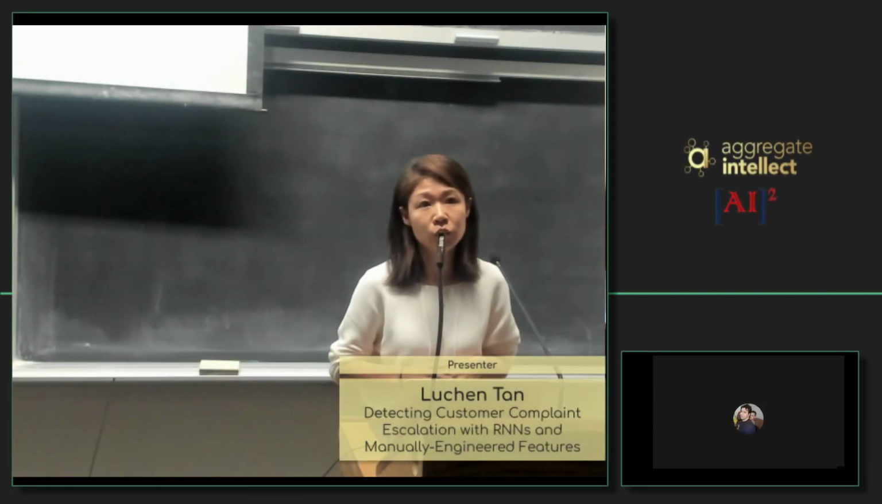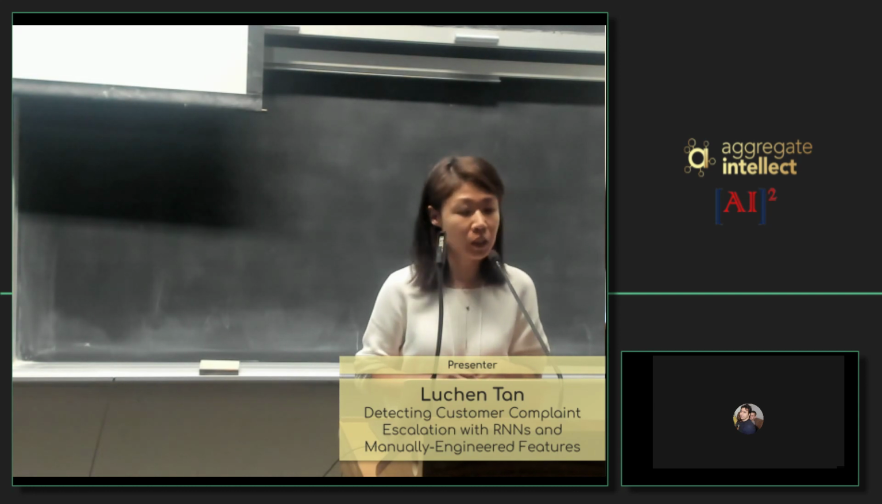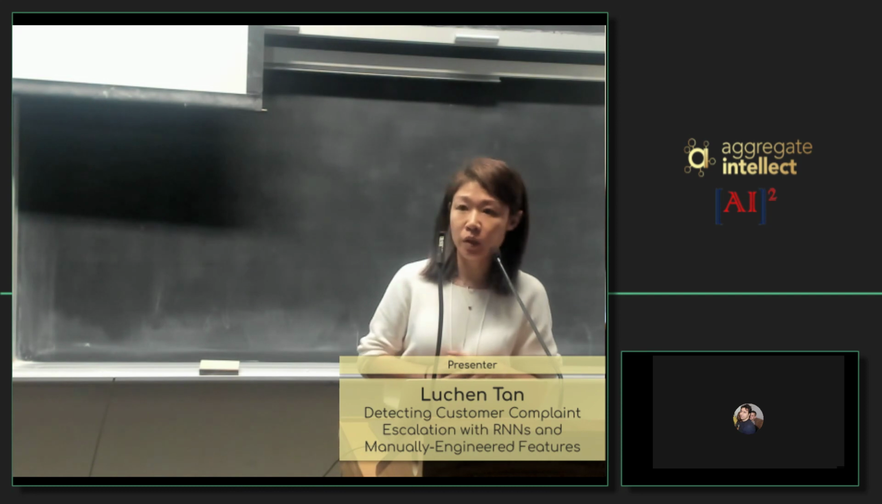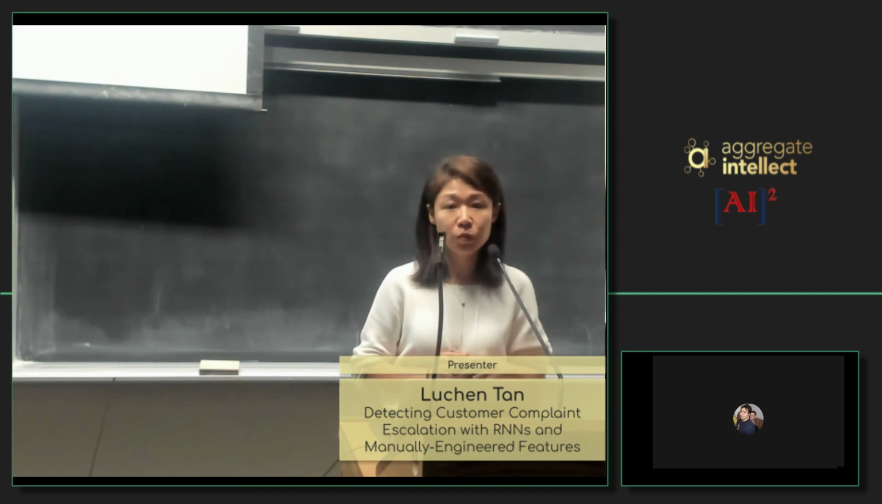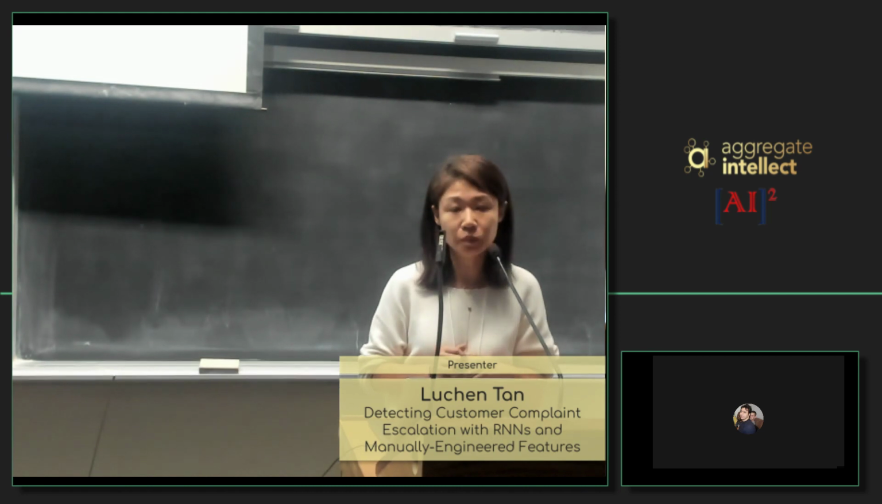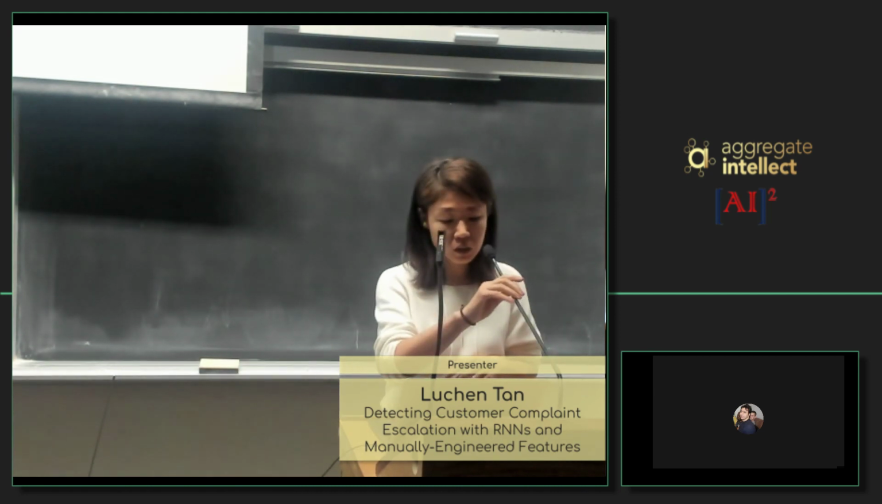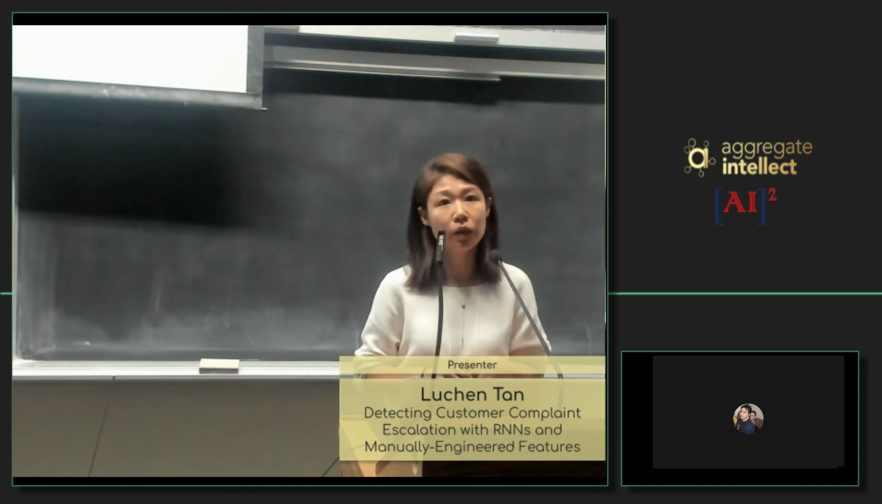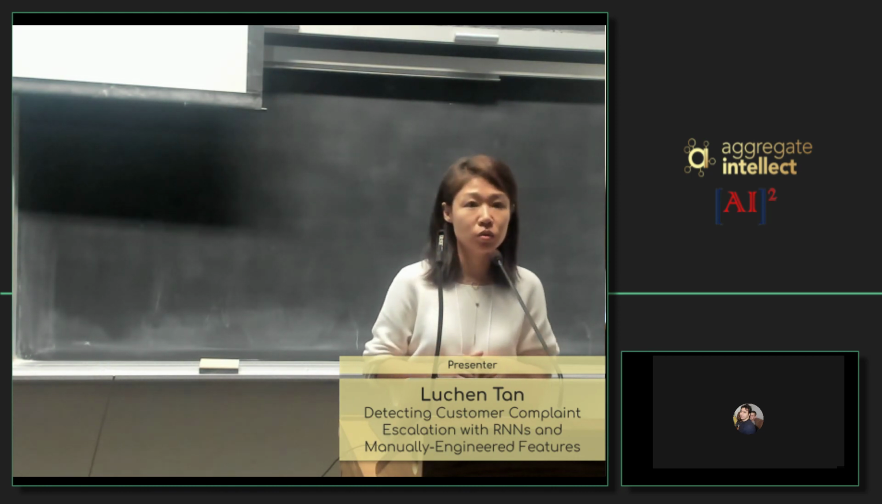Everyone. I'm Luchen Tan from a company named RSVP.ai. Today I'm going to present a paper which is describing a deployed system developed for JD.com. And we are trying to detect a problem called customer complaint escalation. And we are using RNN with some manually extracted features.